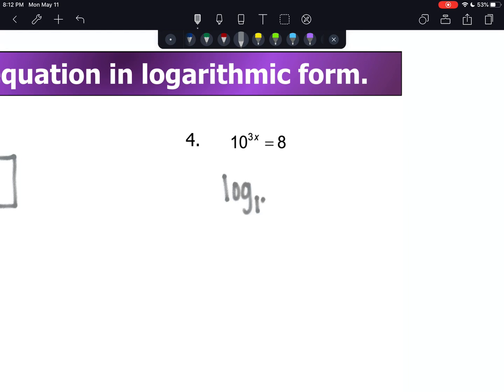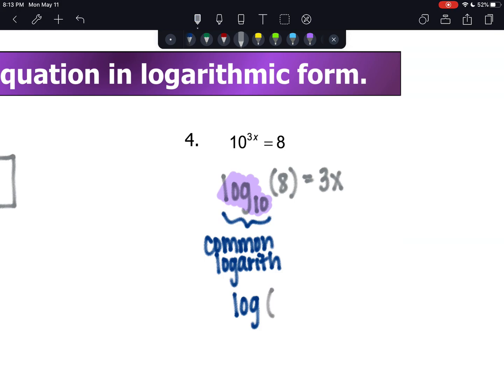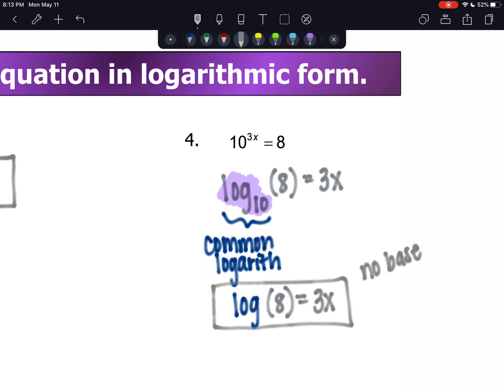So this is log base 10 of 8 is equal to 3x. Now, just like the natural logarithm, log base 10 is called a common logarithm. So this is a very common logarithm, base 10. And the common logarithm is written just log. So if you look on your calculators, you'll see just log. You don't need to write the base. So when the base is missing, you know that it's a base 10. So no base equals base 10.